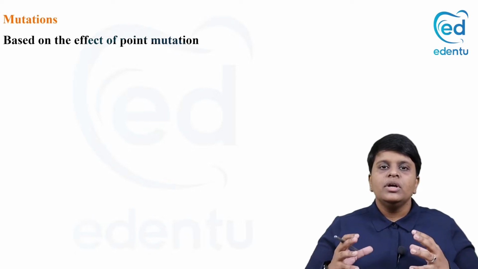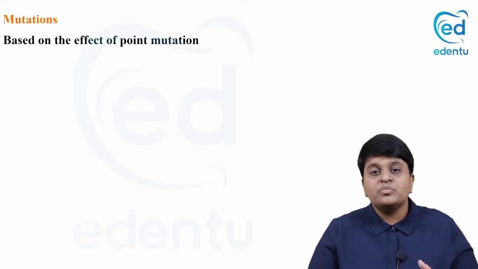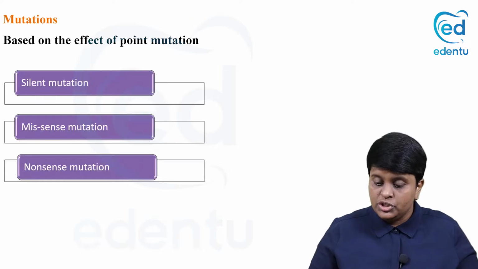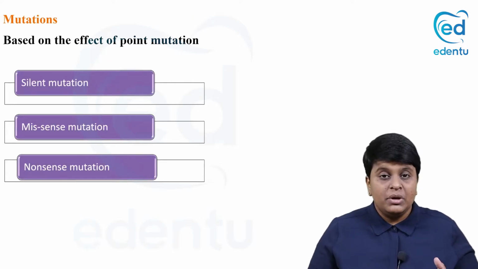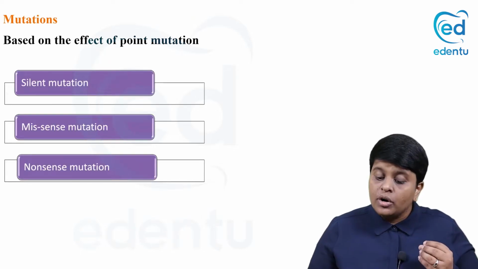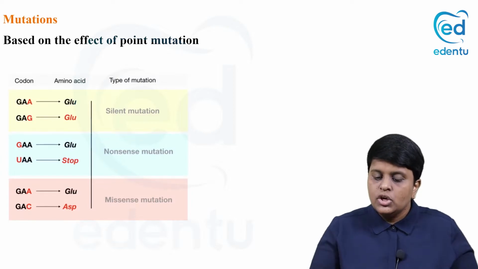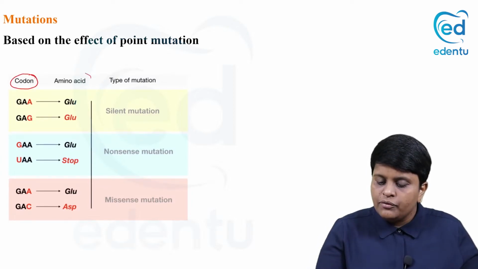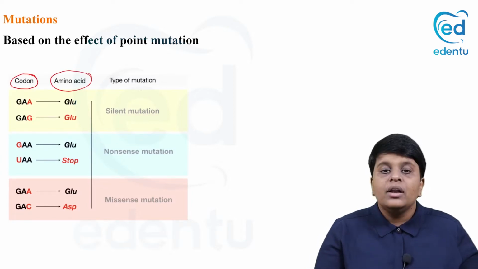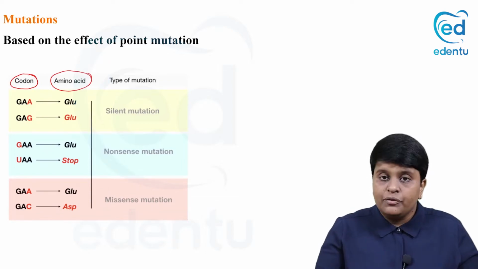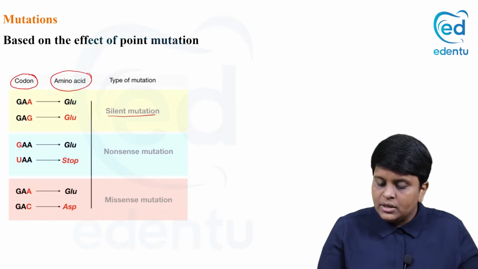Now there is a classification of point mutations based upon the effects on the protein which they produce. They can be either silent mutations, missense mutations, or nonsense mutations. Let me tell you with an example what these are. Now you have the codon here, and for that codon you have the amino acid. Now let me tell you the different types of mutations: silent, nonsense and missense.